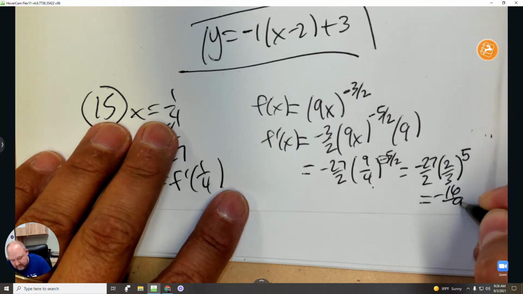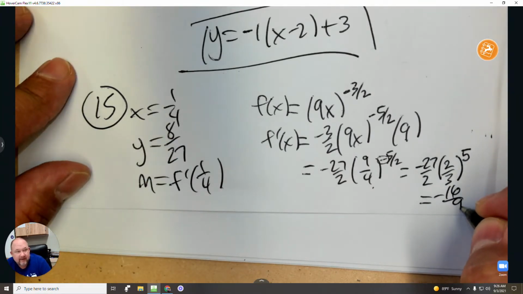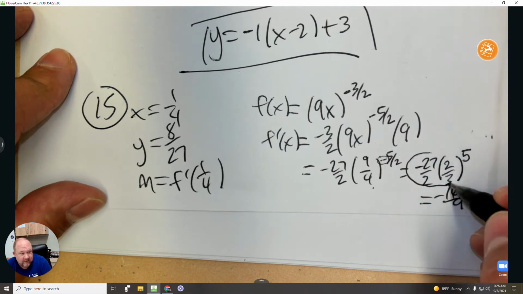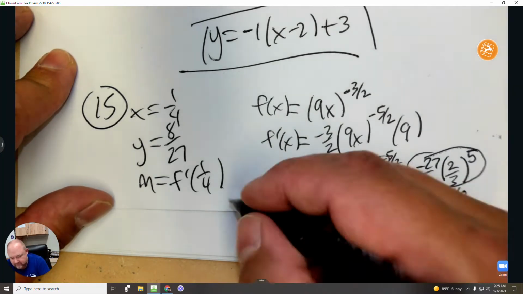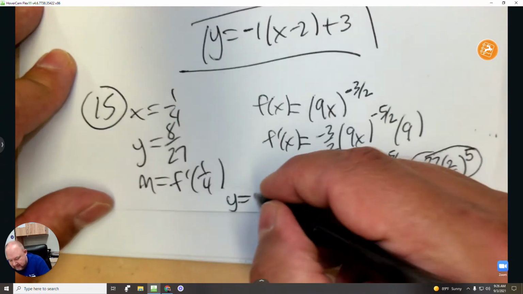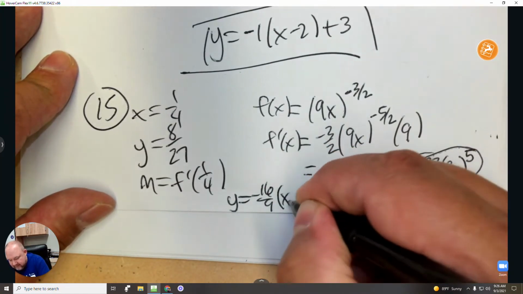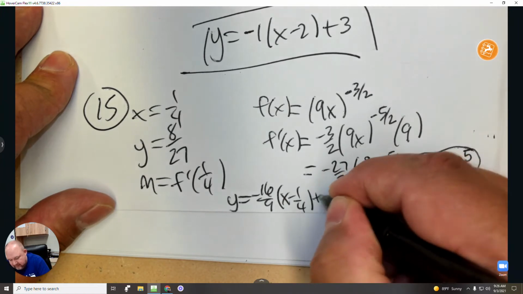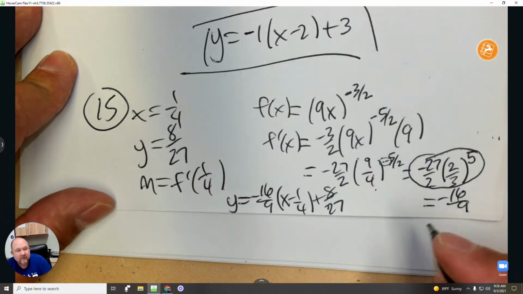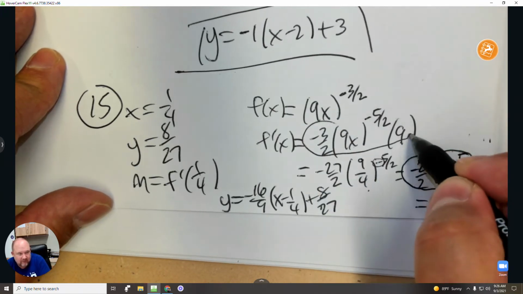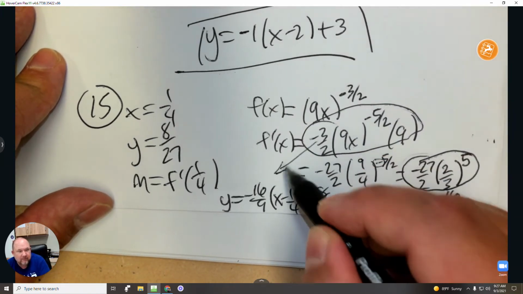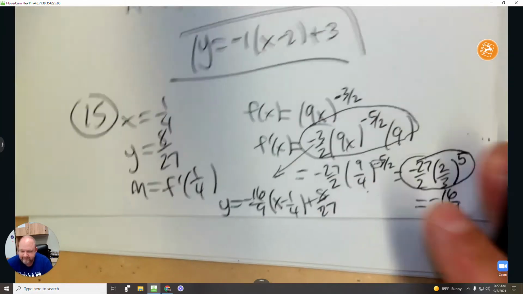I don't want you to get a headache over that. And the truth is, on a calculus exam, you could just write that as a slope and not have to simplify it anyways. And then the slope would be negative 16 over 9, times (x minus a quarter) plus 8 over 27. So again, on a calculus exam, at this step right here, you could just put that in for the slope. Don't simplify and move on.